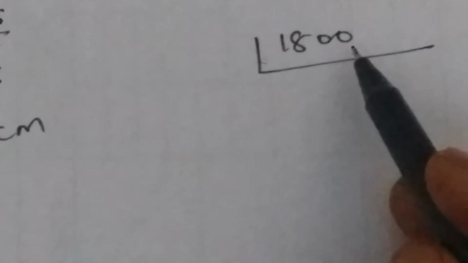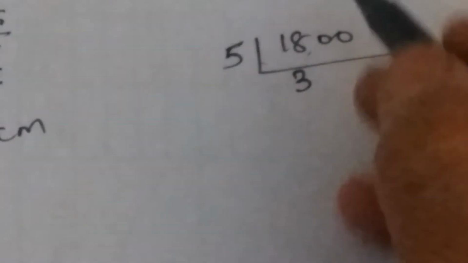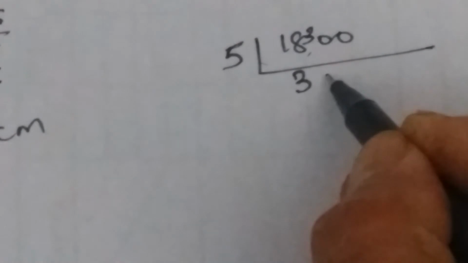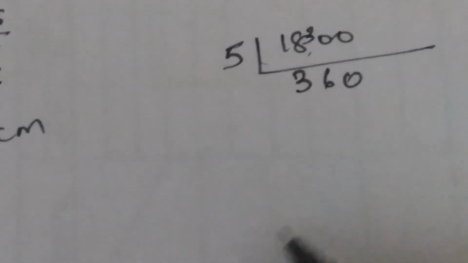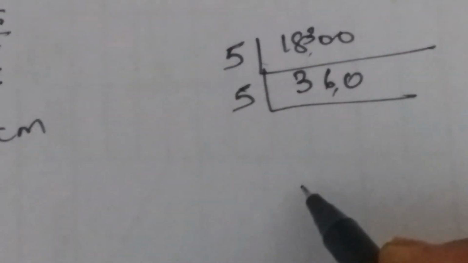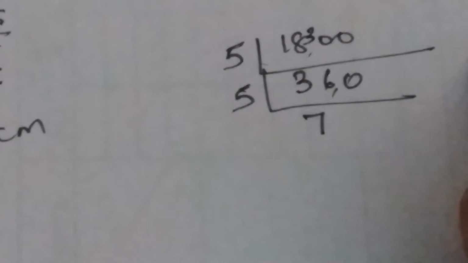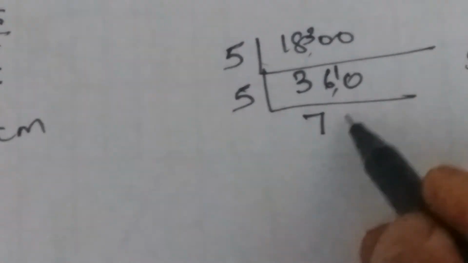You get a number ending with 0, you divide by 5. Till 18 comes, 5 3s are 15. After 15, 16, 17, 18. What is the remainder? 3. Carry with the next number. 30 becomes 5 6s are 30. There is no remainder. Next number 0 as it is. Now 360, again ending with 0, divide by 5. Till 36 comes, 5 tables. 5 7s are 35, means 7 is the quotient. After 35, 36. One remainder, it is 2.